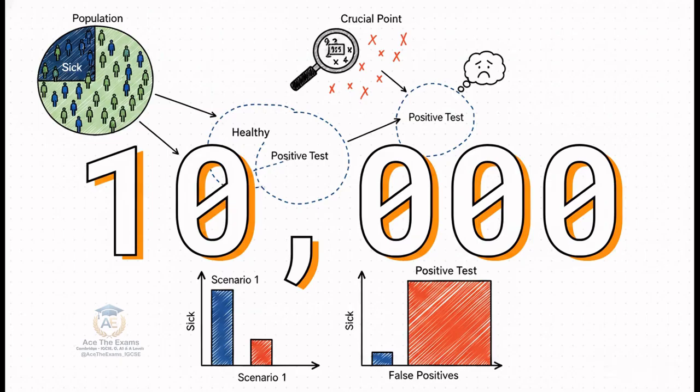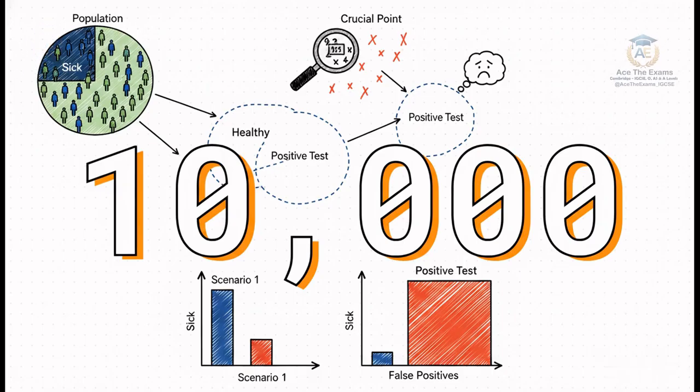In Scenario 1, with that 30% rate, 3,000 people are genuinely sick. Our 95% accurate test successfully catches 2,850 of them. Awesome. But it also hands a false positive to 5% of the 7,000 completely healthy people. That's 350 false positives. So out of 3,200 total positive tests, 350 are wrong. That's roughly an 11% false positive rate.